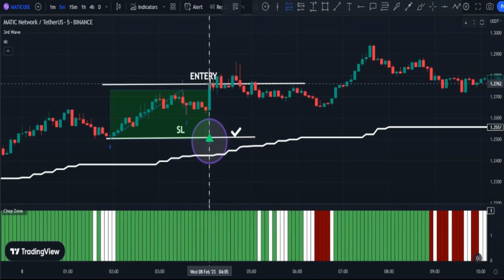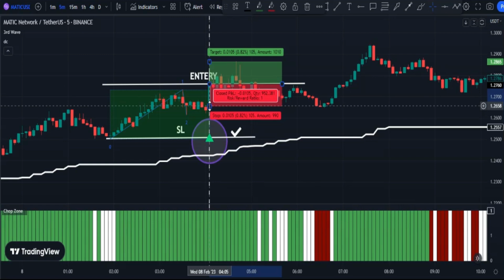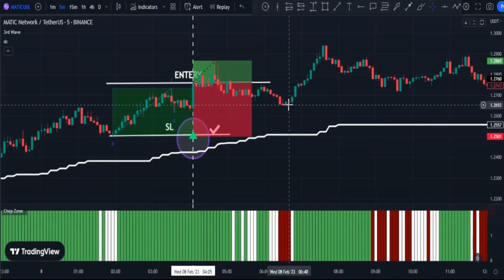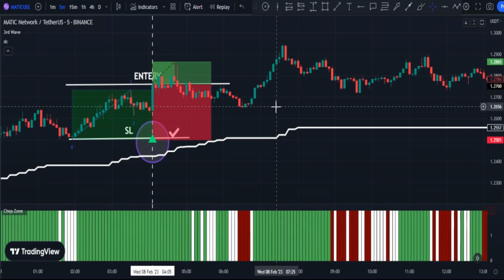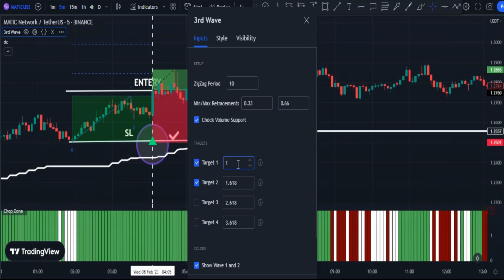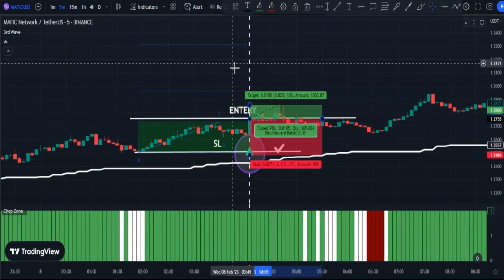So we enter the buy trade at the entry point and drag the stop loss under this stop loss line that we've drawn. But for exiting the trade, I will show a very efficient method. In order to know exit points, we need to open third wave indicator settings and enable the target 1 and target 2 options, and then change the target 1 value to 1.5 and target 2 to 3. Now the indicator has designated the first target and the second target for me.